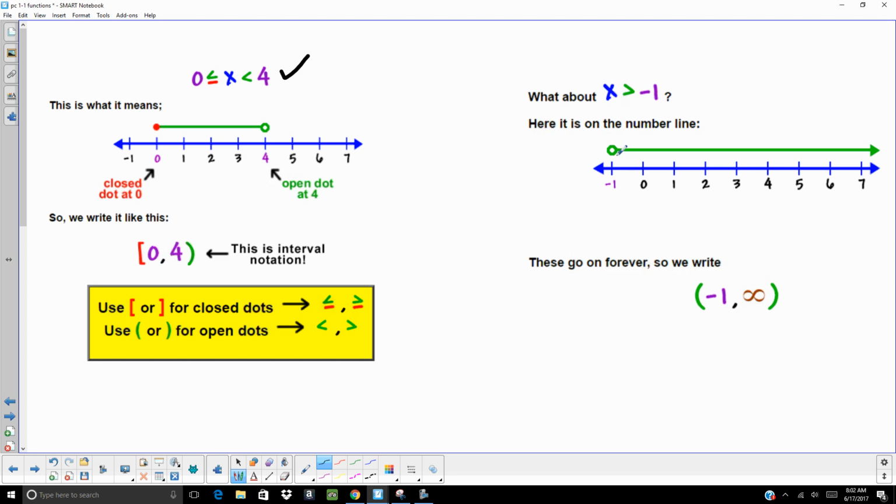However, sometimes you have something only going in one direction, like x is greater than -1. Well, it's starting at -1 and going to infinity. We're going to use parentheses on both sides here because it's an open dot at -1, and you can never quite get to infinity, so that's why it's a parenthesis again. So again, this is interval notation.